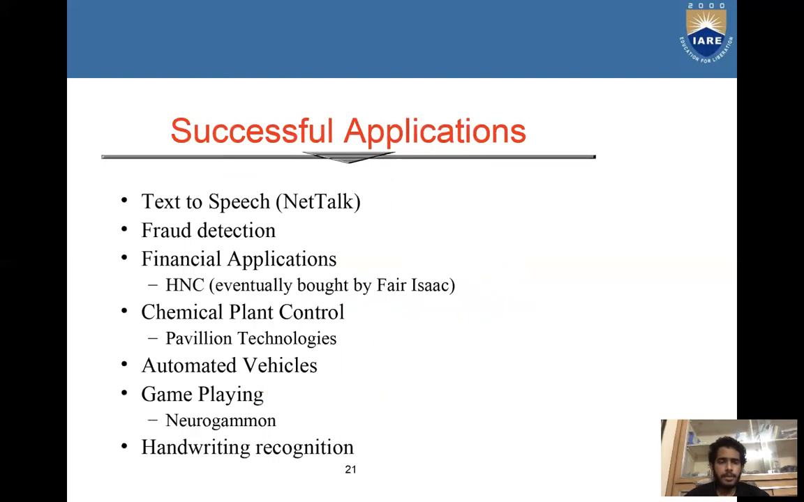Now, successful applications are text-to-speech, fraud detection, financial applications, chemical plants, automated vehicles, game playing, etc.